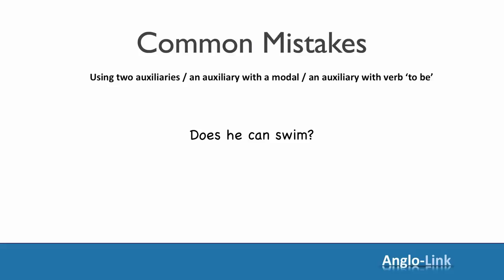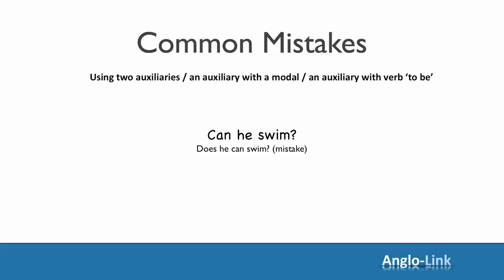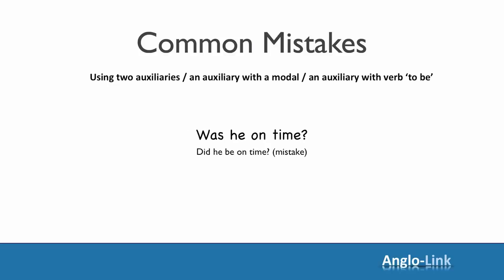Or sometimes you may hear this mistake. "Does he can swim?" Again, the modal verb makes the question itself. No need to use another auxiliary. Simply, "Can he swim?" And our final example, you might hear someone use an auxiliary with the verb to be. As you have seen, the verb to be makes the question itself. Simply, "Was he on time?"